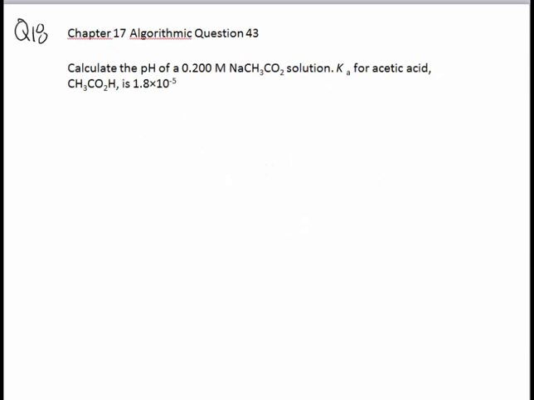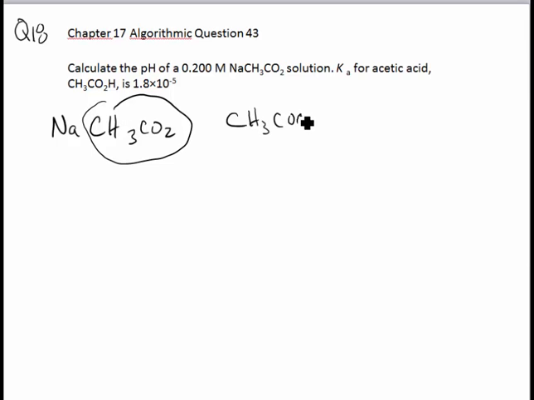Okay, question 18: calculate the pH of a 0.2 molar sodium acetate. So this is a salt that consists of, this part is the acetate anion, and it comes from acetic acid. When it ionizes, it forms that ion. So that's our equilibrium.